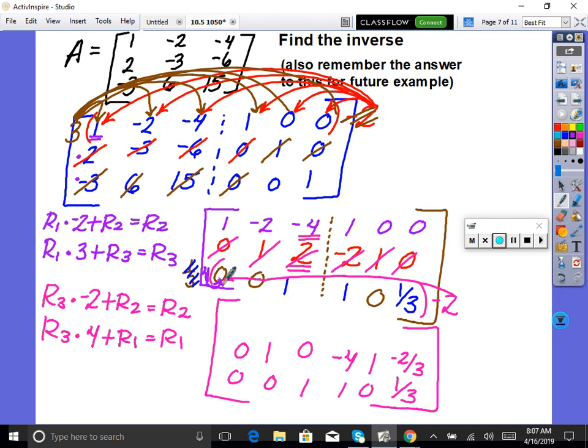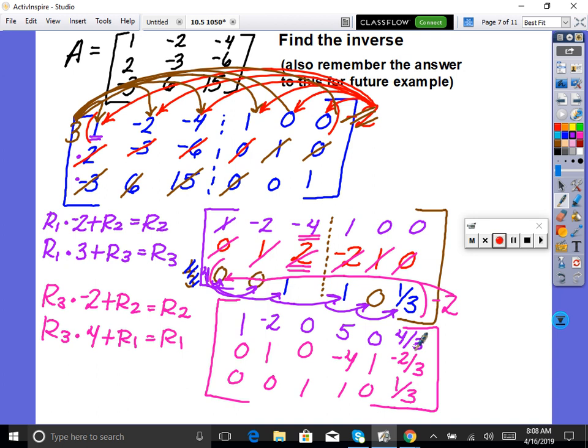So 4 times 0, 0. 0 plus 1 is 1. 4 times 0, 0. 0 plus negative 2 is negative 2. 4 times 1 is 4. 4 plus negative 4 is 0. 4 times 1 is 4. 4 plus 1 is 5. 4 times 0 is 0. 0 plus 0 is 0. 4 times a third is 4 thirds. 4 thirds plus 0 is 4 thirds.